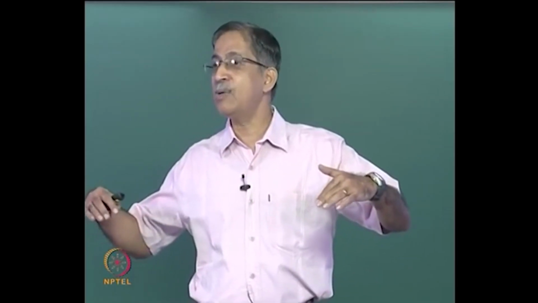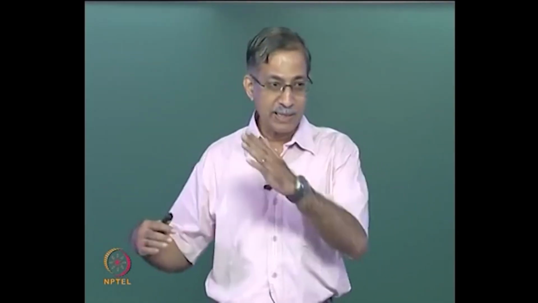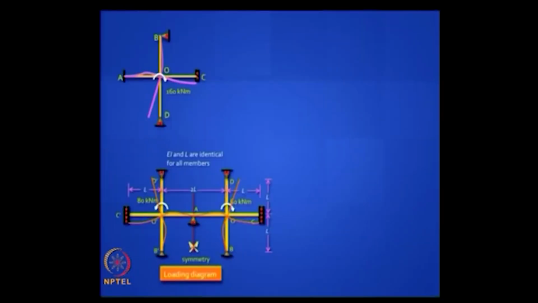What's the argument? Symmetry means on both sides you should have theta equal and opposite. If one is clockwise, the other should be anti-clockwise, then only you get a mirror image, right? So if both have to be equal, it's mandatory that the slope will be 0. Is it clear? So you can now take the right half, and this is the deflected shape, right? This is the deflected shape.